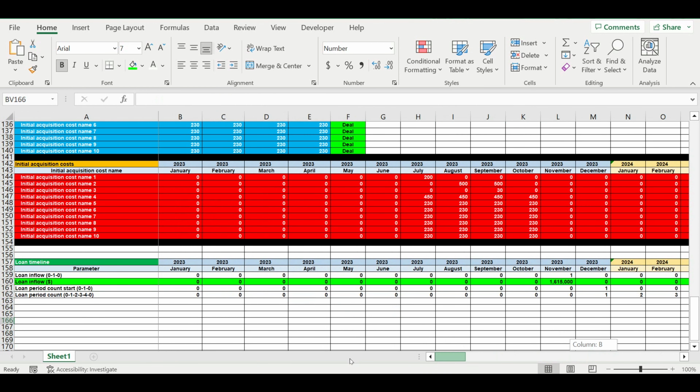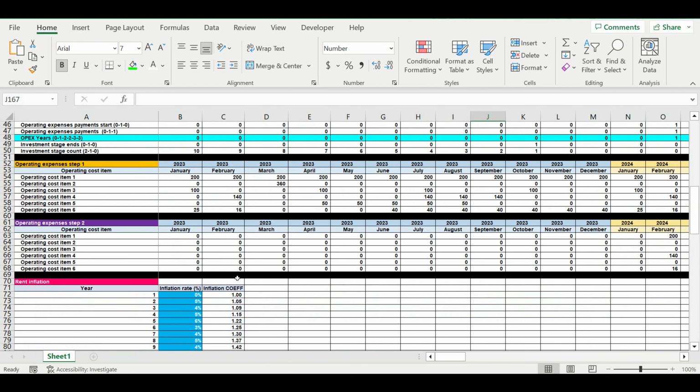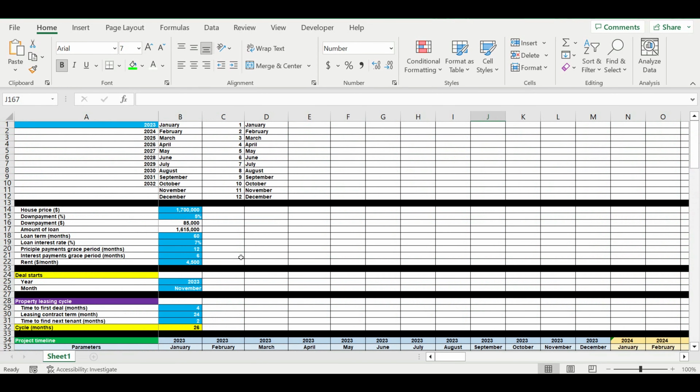And now we do have some grace periods for principal. So first of all, we need to calculate the principal payment. We have the amount of loan, we have a principal payment grace period of 12 months. So we will just add here a couple of lines.